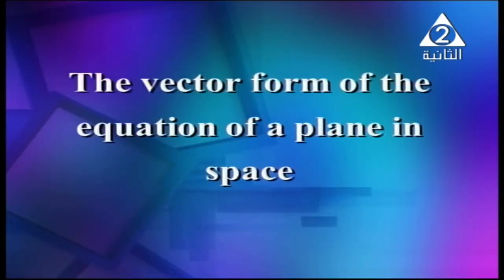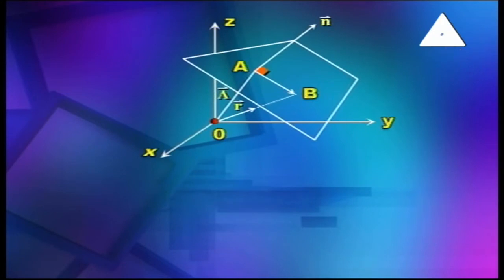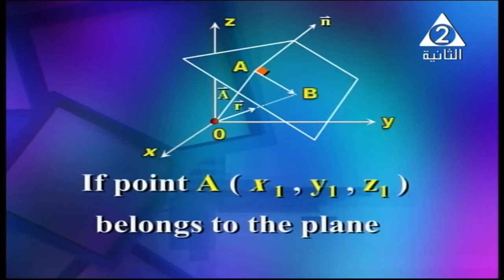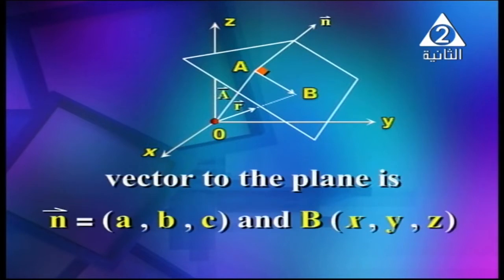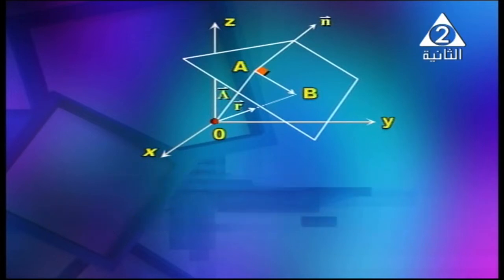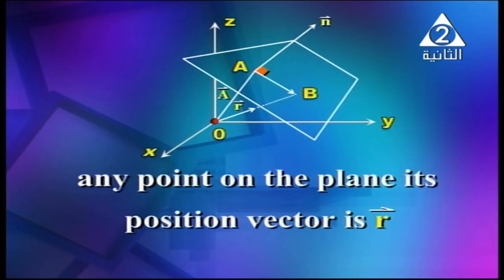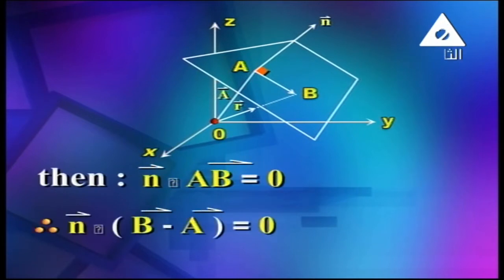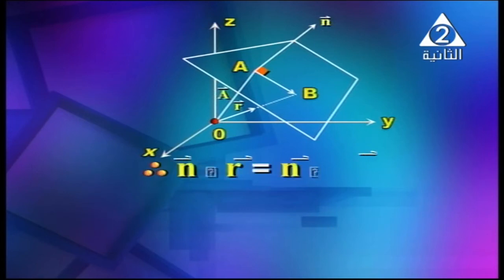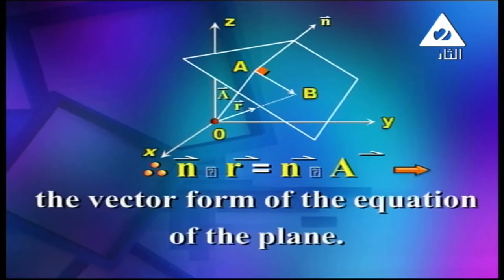My dear student, the vector form of the equation of a plane in space. Look, if we have point A (x1, y1, z1) belonging to the plane, and its position vector A, we have the normal vector n = (A, B, C), and point B (x, y, z), any point on the plane, whose position vector is R. Then n dot AB equals 0, or n dot (B minus A) equals 0. B equals R, therefore n dot R equals n dot A. This is the vector form of the equation of the plane: n dot R equals n dot A.